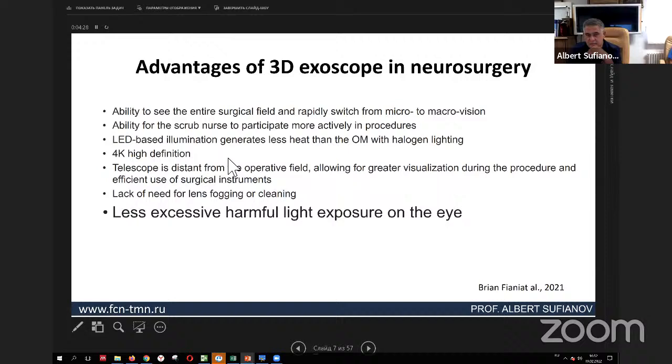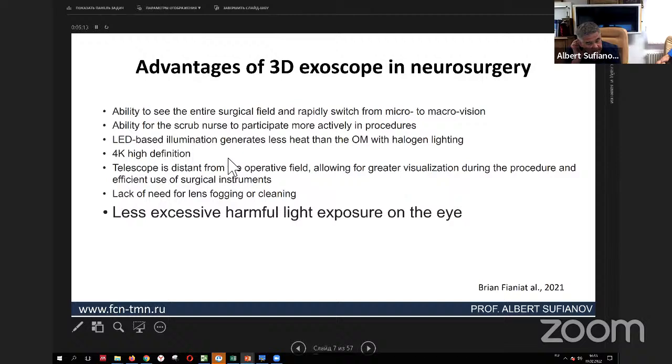Also, the telescope is distant from the operative field and allows great visualization during the procedure and more efficient use of surgical instruments. This is important in pineal region surgery because we use long instruments, and sometimes with the microscope it's very difficult to introduce the instrument into the operative field. Also very important in the pineal region, there is no need for lens cleaning or fogging, because in deep and narrow access this is sometimes a problem.